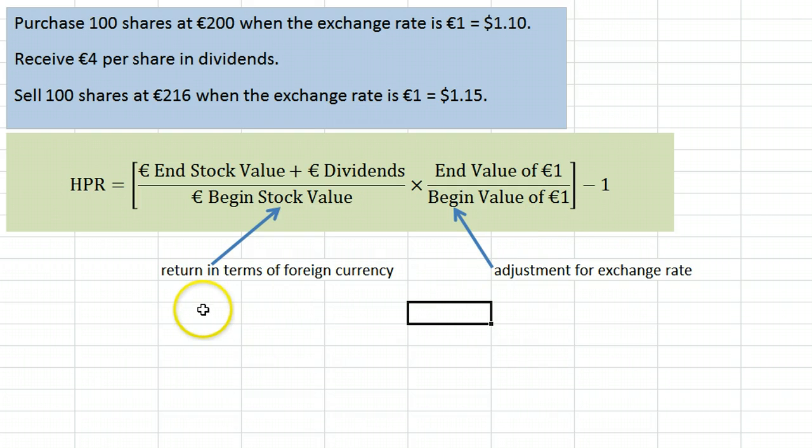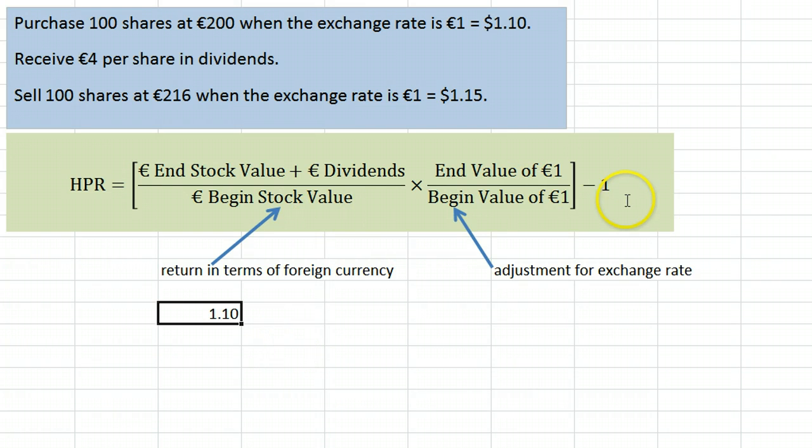Let's figure out what all this is in this example. The first part here says to take our ending stock value that's given as 216 in euro, add the dividends in euro, 4, and divide by the beginning stock value in euro, 200. Notice the placement of parentheses here to make sure the addition occurs before the division. And since this is Excel, we need an equal sign here. And that gives us 1.10 exactly.